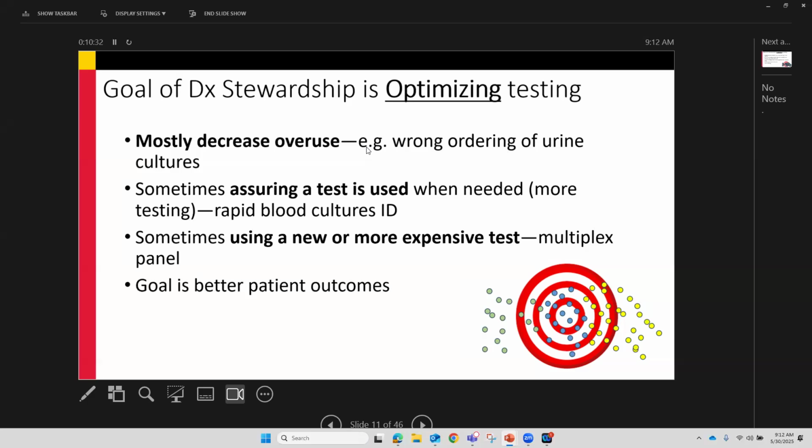But I say this all to focus people on the idea that it's about better patient outcomes, and we should be thinking about what's the downstream effect on patient care when we're thinking about how to change the way testing is available, and being smarter about that.